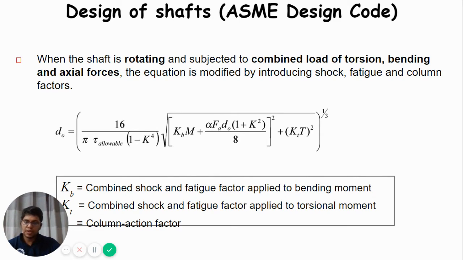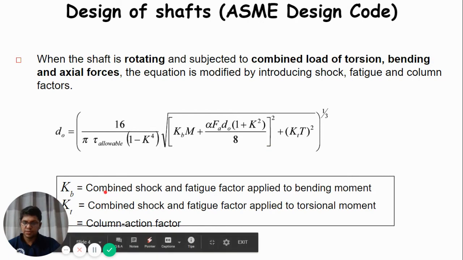So in order to avoid that lengthy calculation, we are able to use here the ASME design code equation for the shaft. This is the same equation that we derived for the static loading condition. The only difference is that we have multiplied a factor kb to the bending moment, and we have multiplied another factor kt to the twisting moment or torque.